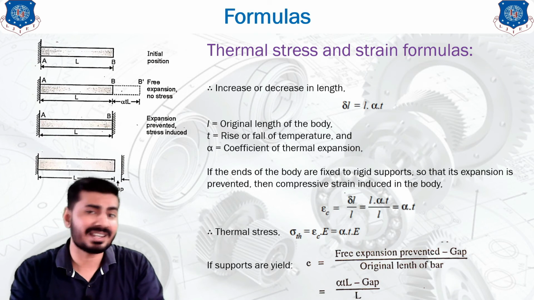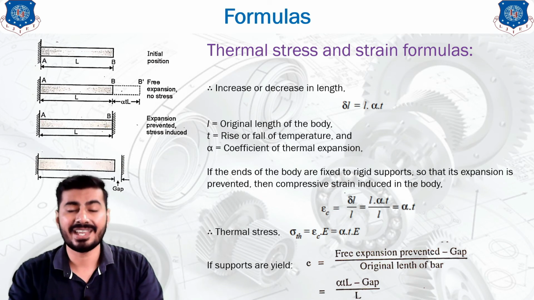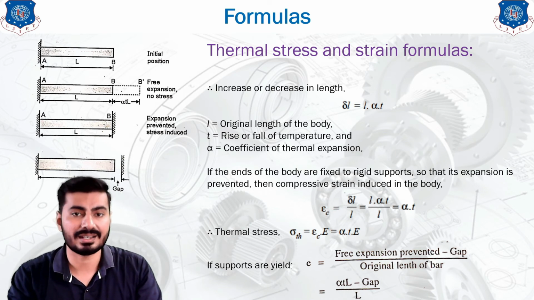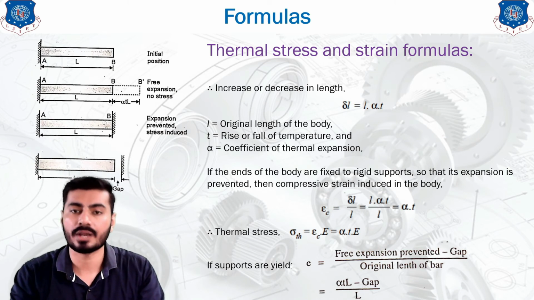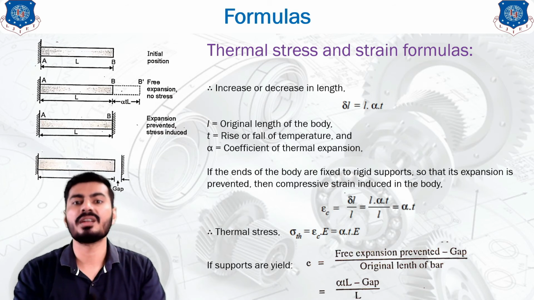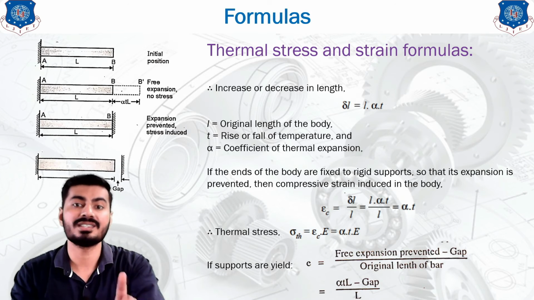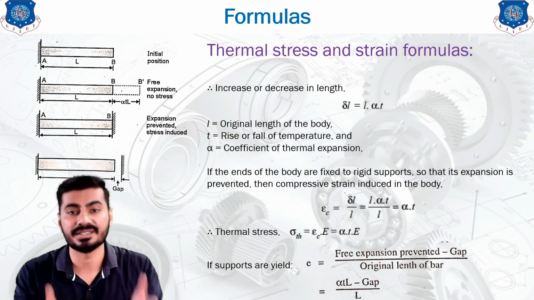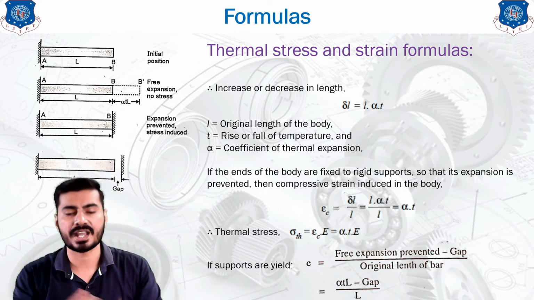So if you put each and every value of these parameters, then you can see that the free expansion prevented can be written as alpha T into L. Now the gap which is provided will be given in your example already, so you will put that value in this equation, and divide by the original length of the bar, capital L. So if you put each and every value, then you will calculate the value of the actual thermal strain which is generated in the case where the supports are yielding. Okay, whenever the supports are yielding, you will have to subtract the gap from the free expansion.